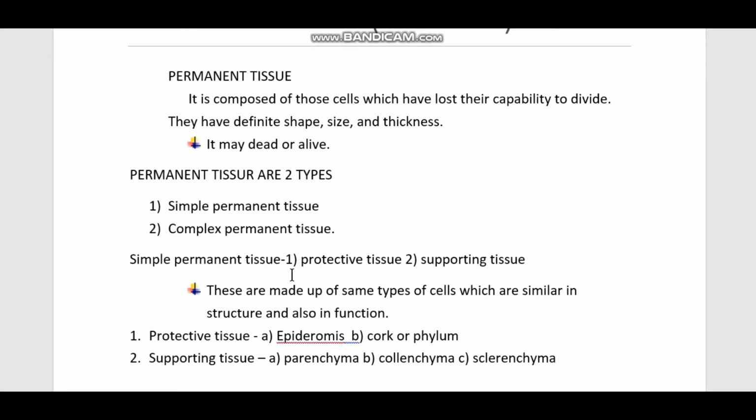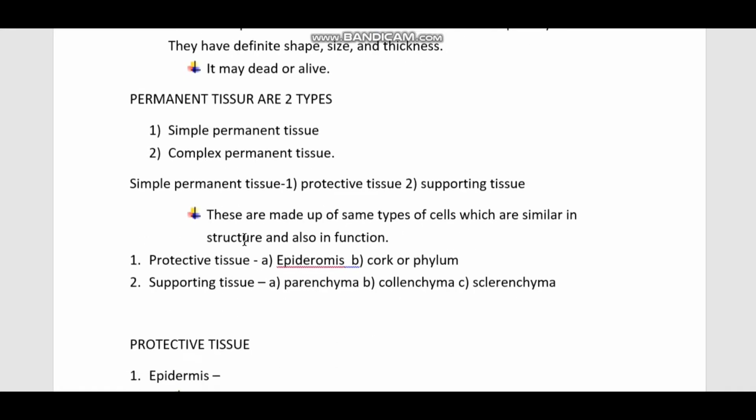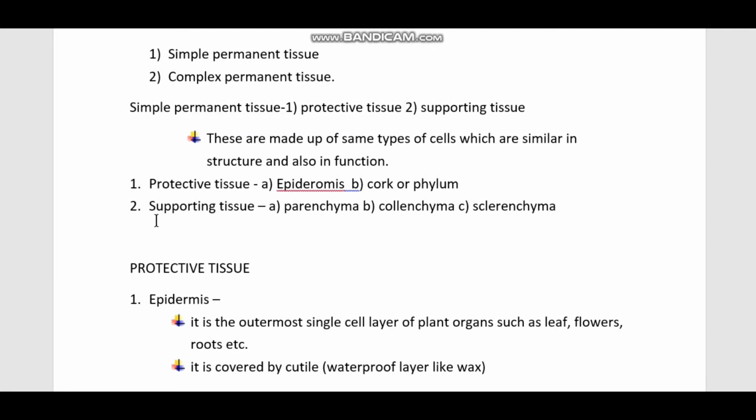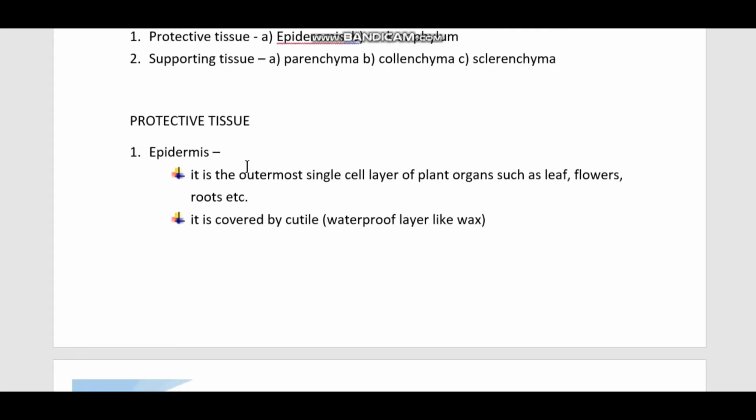Simple permanent tissue has two types: protective tissue and supporting tissue. These are made up of the same types of cells, which are similar in structure and also in function. In protective tissue, there are two types: epidermis and cork, or phellem. In supporting tissue, there are three types: parenchyma, collenchyma, and sclerenchyma.